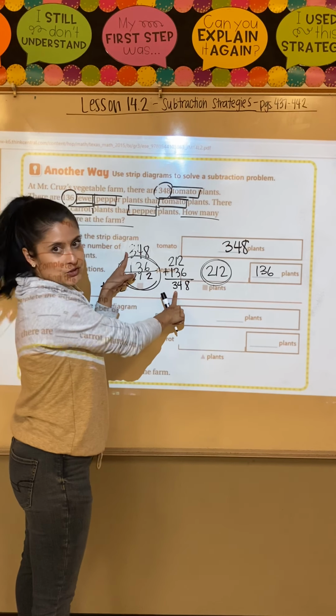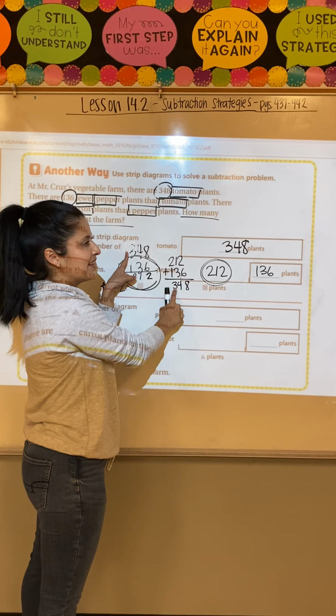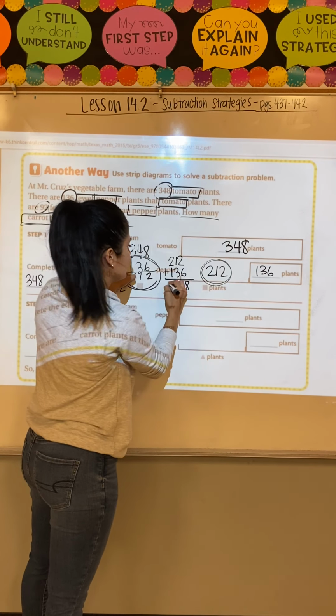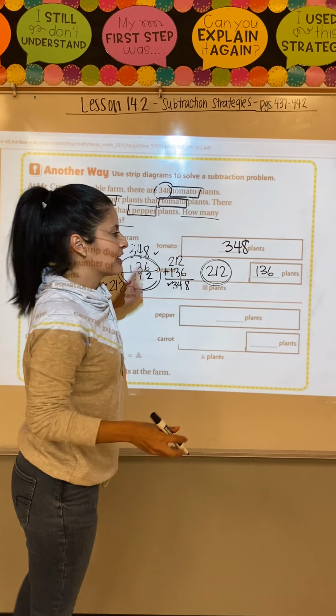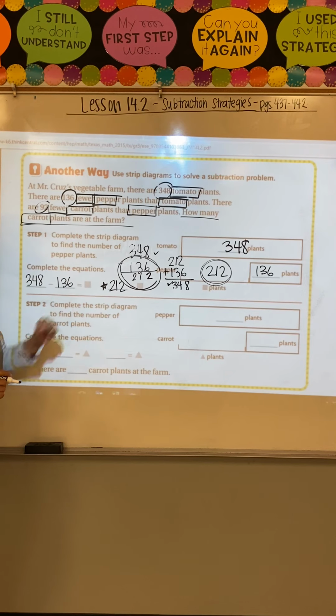Did you get 348? Good. Now, that doesn't mean that that's our answer. Remember, that's the amount of tomato plants. We're just double checking our work. The amount of pepper plants that we have is 212.